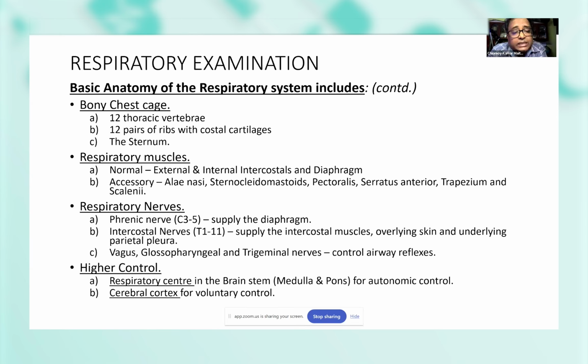But as you know, in the respiratory system we have some voluntary control, because we can hold the breath, we can take deep breaths, we can hyperventilate, we can stop ventilation for a while. This voluntary control comes from the cerebral cortex. So this is the basic anatomy we discussed: the respiratory tract, the bony chest cage, the respiratory muscles, the respiratory nerves, and the higher control. A problem anywhere in this system can lead to a breathing problem.